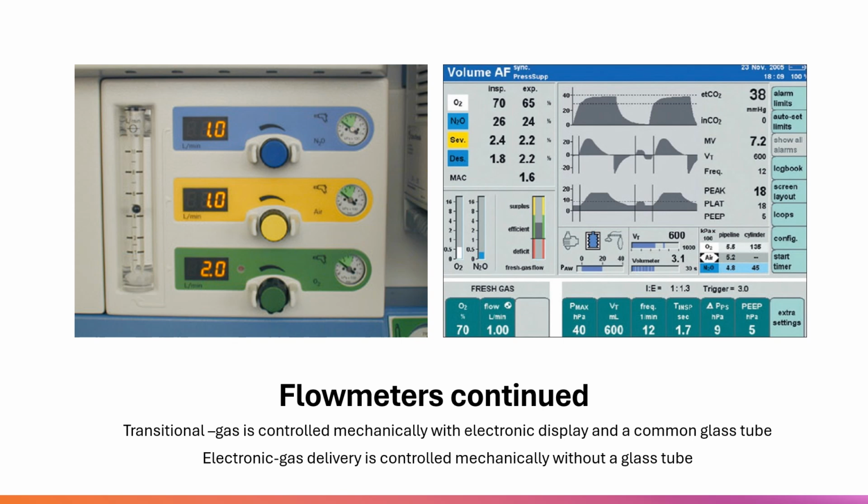So again, on this slide, especially on the left part of the screen, we have what is called a transitional flow meter. In a transitional flow meter, the gas flow is controlled mechanically with electronic display, but it also has a common glass tube, like in the first generation. Again, every gas is color-coded. Again, just to remind us, yellow for air, green for oxygen, and blue for nitrous oxide. And the newest flow meters are purely electronic, where the gas delivery is controlled fully electronically without a glass tube, like the one shown on the right.